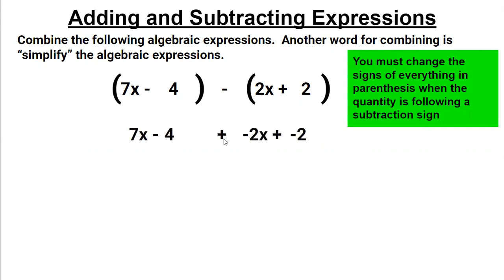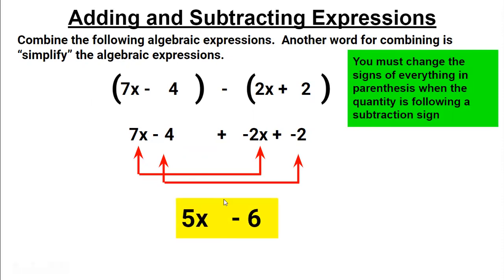7x minus 4 plus, we're going to change the sign, negative 2x plus negative 2. Notice how we changed it to the opposite sign. And now we can add them. So I'm going to add 7x and negative 2x. What's that going to give me? It's like subtraction, isn't it? 5x. And then I'm going to add negative 4 plus negative 2. That should be negative 6, right? So 5x minus 6 is the same as 5x plus negative 6. So you can write it either way. I'm choosing to write it as 5x minus 6.